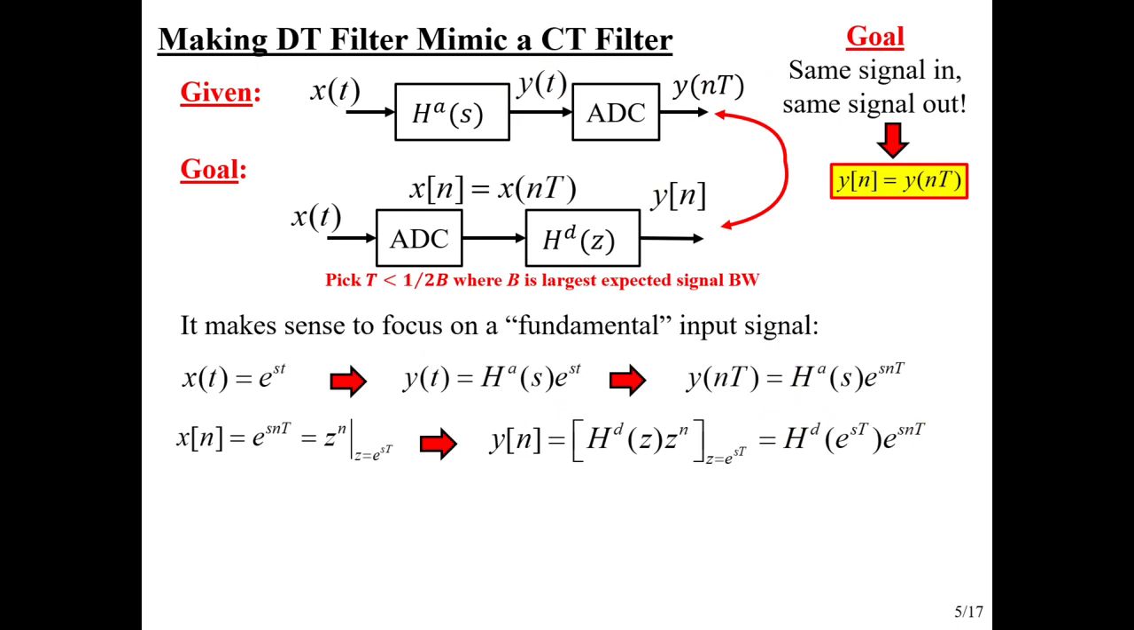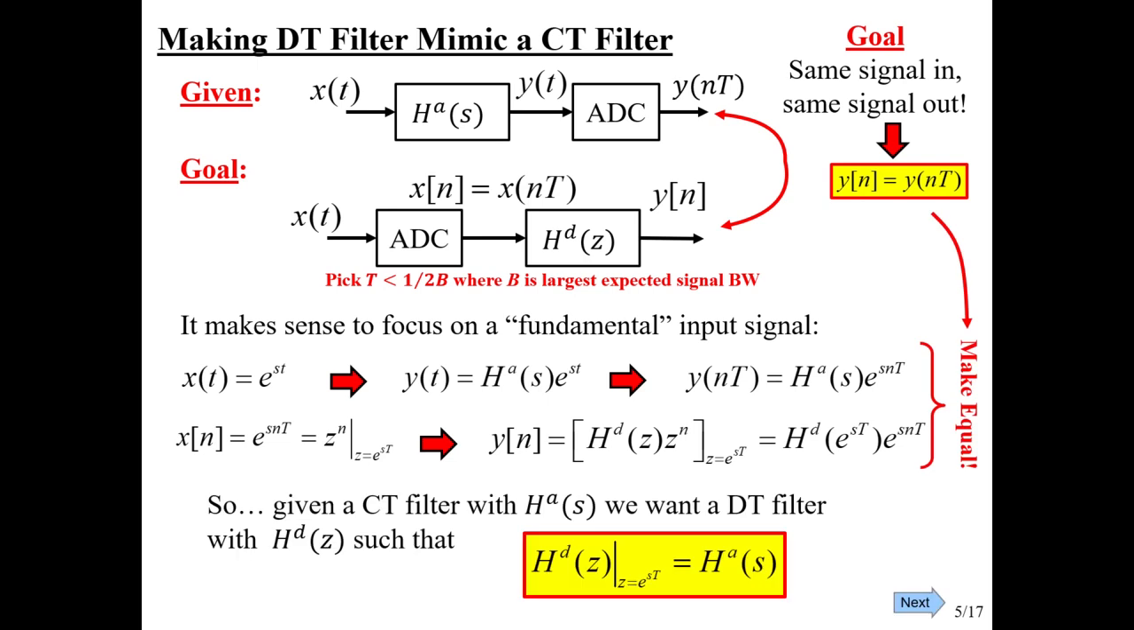And there's the goal, right? We want to make these two things equal to each other. So what do we see? They both have that multiplying something. So these two things have to be equal to each other for all possible s values. And so that's the goal.